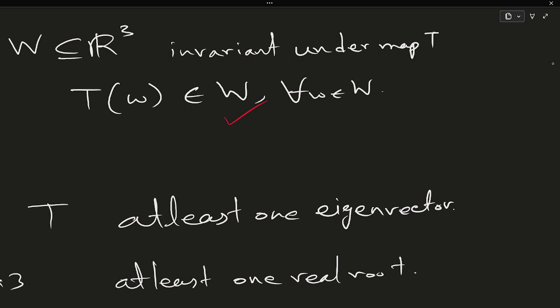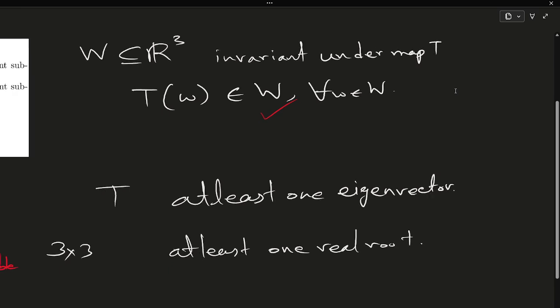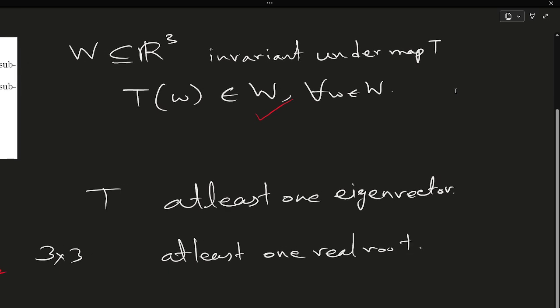Now, a one-dimensional invariant subspace corresponds to a line through the origin that remains invariant under T. Such a subspace exists if T has an eigenvector. A two-dimensional invariant subspace corresponds to a plane through the origin that remains invariant under T. Such a subspace exists if there is a complementary one-dimensional invariant subspace, or T has a direct sum decomposition.